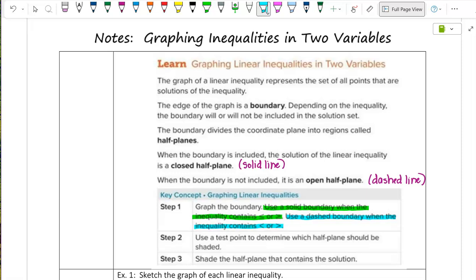So we're still doing the same things as far as needing to know our slope and our y-intercept, but then we have to determine, is this going to be a dashed line or a solid line, and to determine which side we're going to shade, we're going to have to pick some points. So there are obviously more steps here than just graphing a line.